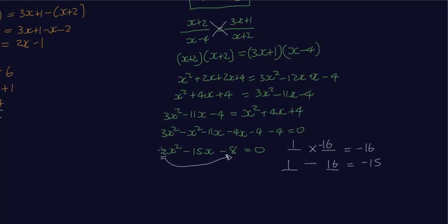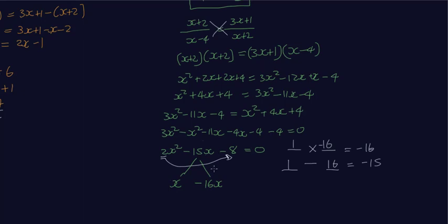So the thing that makes a coefficient of x squared, and the minus 8, gives us minus 16. So we want two values that multiply to give minus 16, and when we add those values they must give us our middle value, which is minus 15. So we see that 1 times minus 16 is minus 16, so these values add to minus 15.